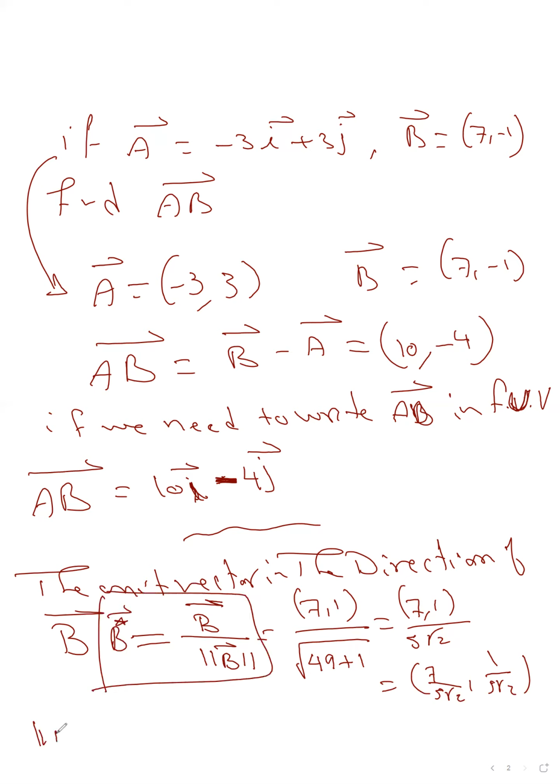If you find the norm of B star, it must be 1, because unit means 1. So the square root of (7 over 5 root 2) squared plus (1 over 5 root 2) squared must be 1.